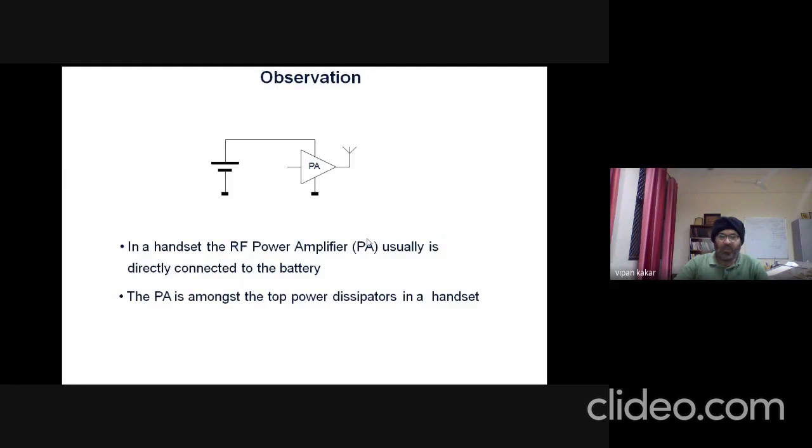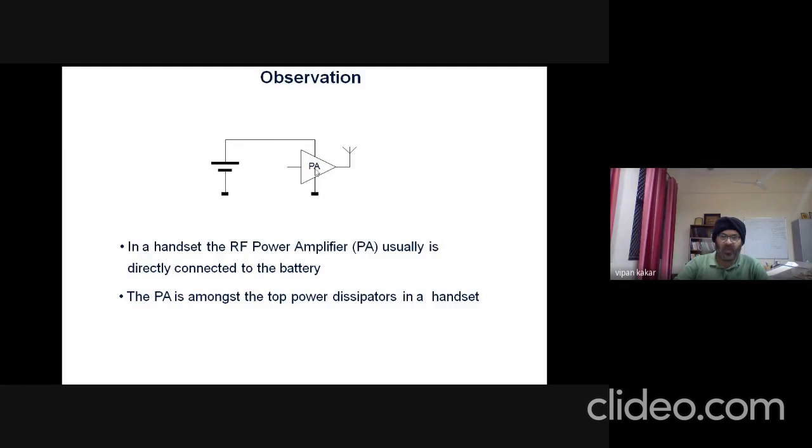Okay, this is one observation we can talk about: in smartphones or in any mobile phone, the power amplifier is a very power hungry device. It consumes a lot of power. One option is that you can connect it directly to the battery in the smartphone.